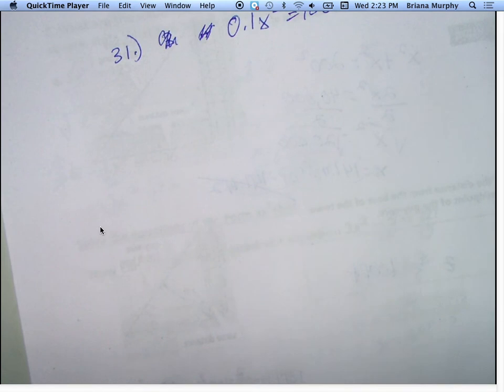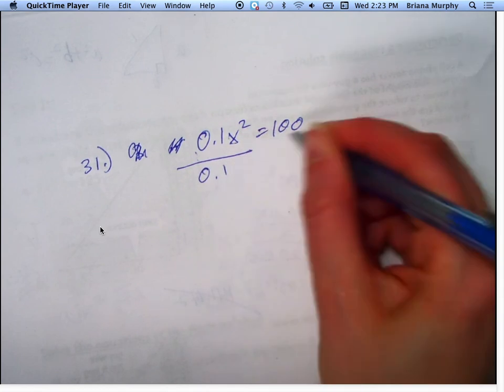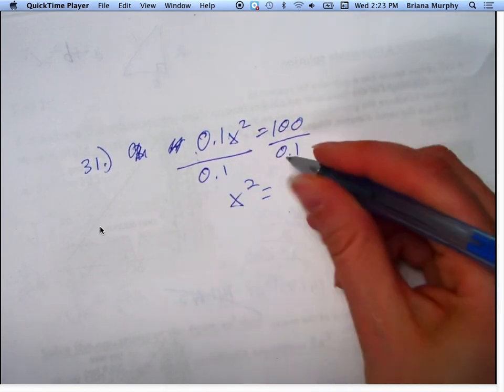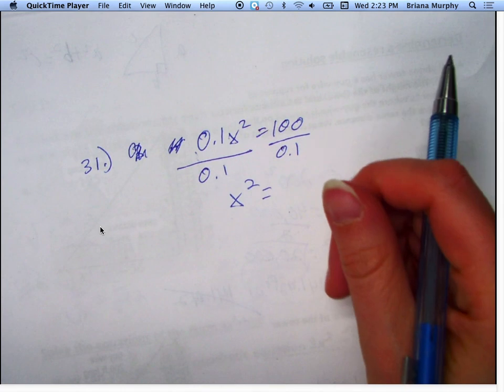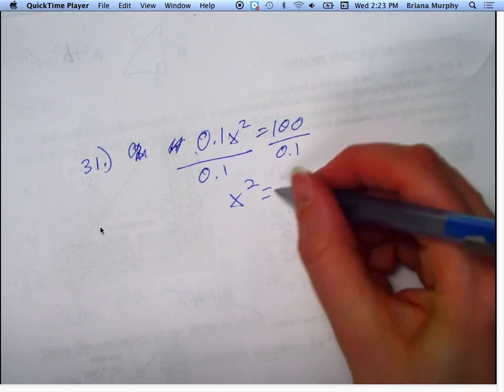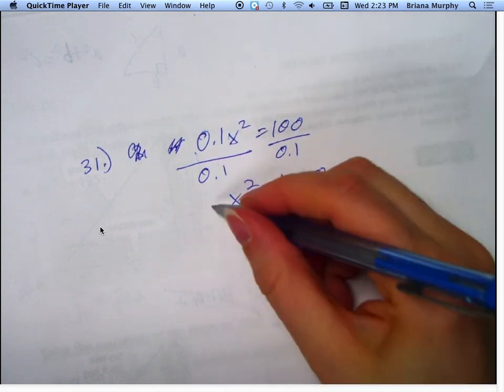Okay, so the first thing we're going to do is divide both sides by 0.1. And I got like 1,000. So x squared equals 1,000. 100 divided by 0.1 is 1,000. And then there's no square root, so we'll simplify it.